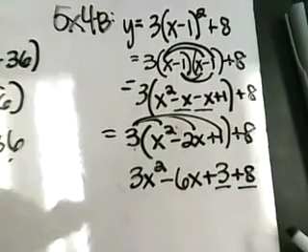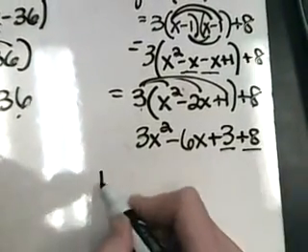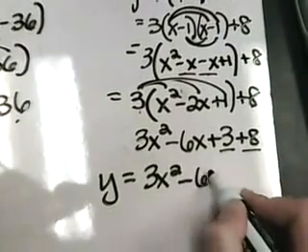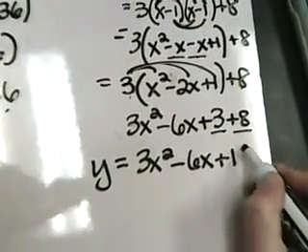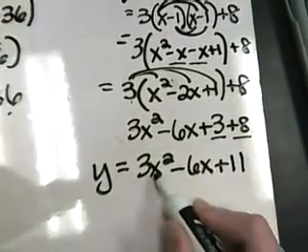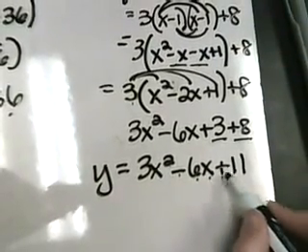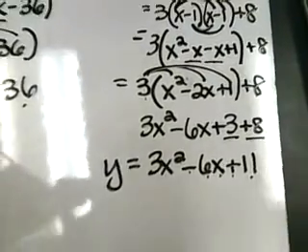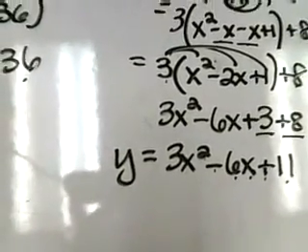I've got like terms right here because they're both constants. So y equals 3x squared minus 6x plus 11. Ax squared plus bx plus c. So now I have it in standard form. Okay. All right. Now we can practice that.